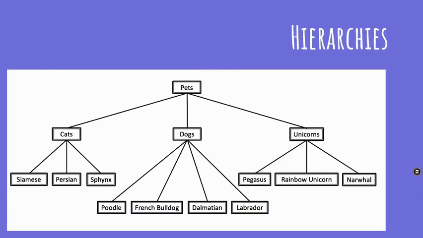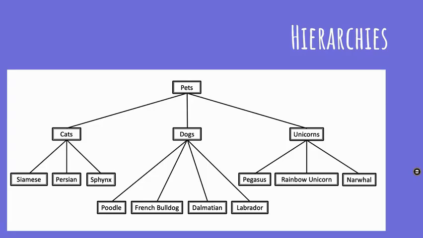The third effortful encoding strategy is called hierarchies. This is very similar to chunking, but this is where we put information into broad categories and then we divide and subdivide it into smaller ones. So it helps us not only to visually see this information, but it also helps us to subdivide it into smaller chunks. So rather than trying to learn every single cat, every single dog, and every single unicorn on this list, right?